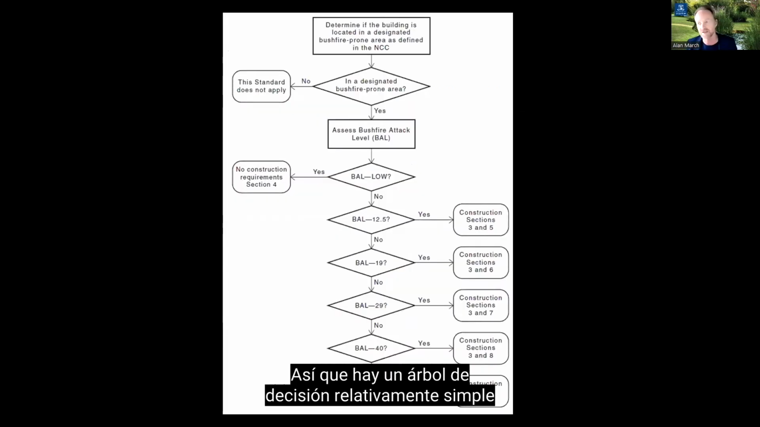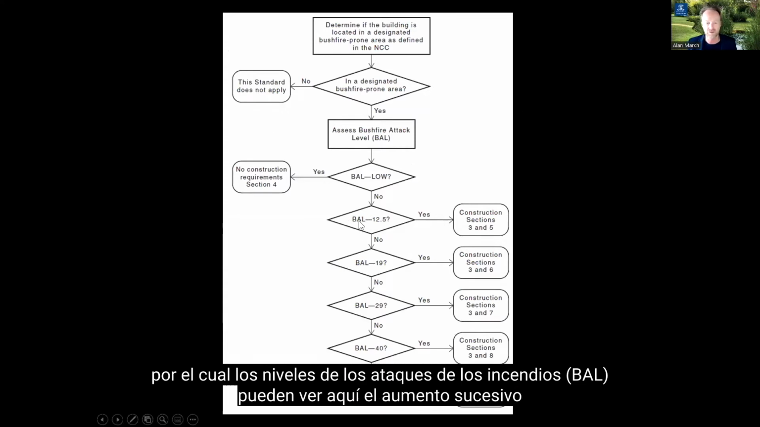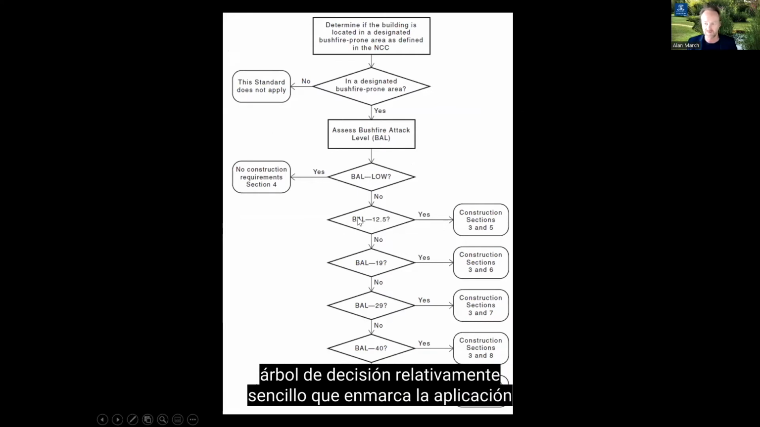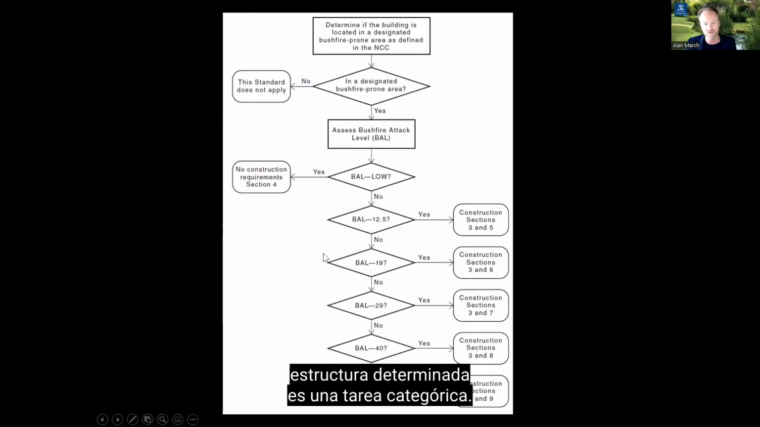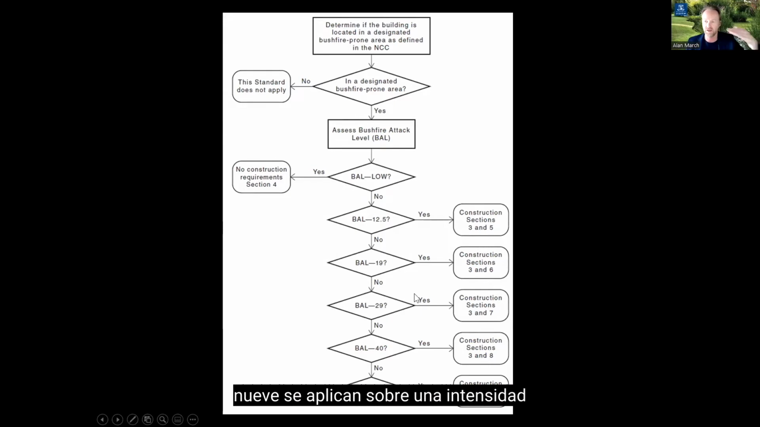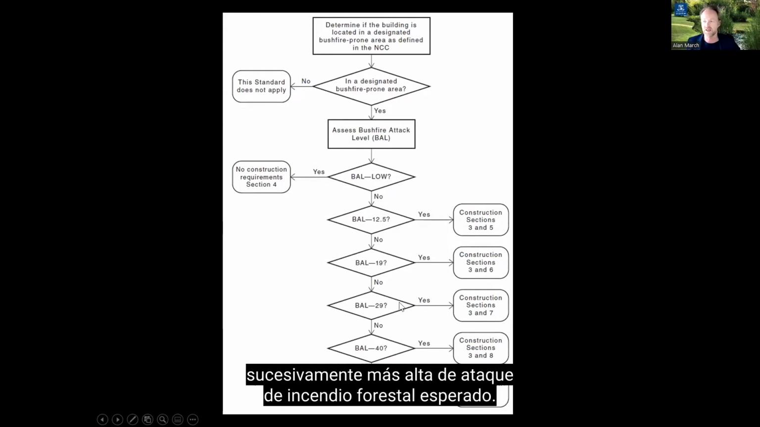So there's a relatively simple decision tree by which the BAL levels, you can see here, they're successively increasing. Relatively simple decision tree that frames the application, and determining which BAL applies to a given structure. These are categorized. It's not a sliding scale in the simplified method. Certain construction standards are applied, construction standards in section 3 apply right throughout, and then 5, 6, 7, 8, 9 apply on a successively higher intensity of expected wildfire attack.